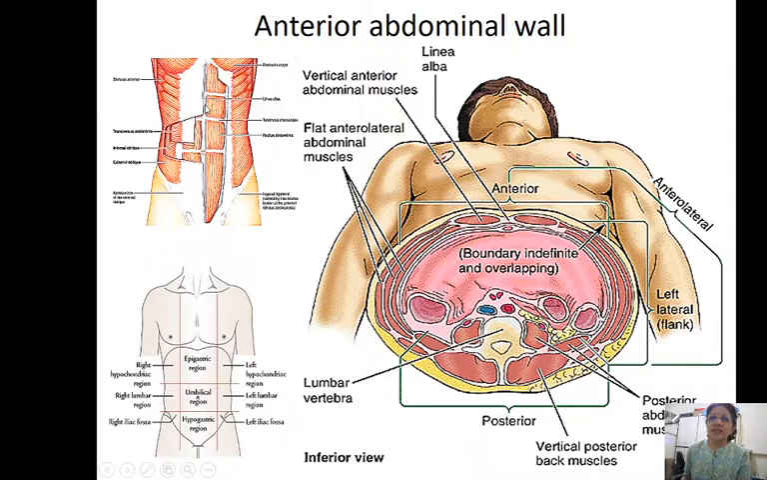This is the median plane. Paramedian, from here to here, will have the vertically oriented muscles, which are the recti, and then deep to it, in a slightly deeper plane and laterally placed, from anterolateral almost all the way to the posterior, from here all the way to here, will be these three layers of muscles, one beneath the other.